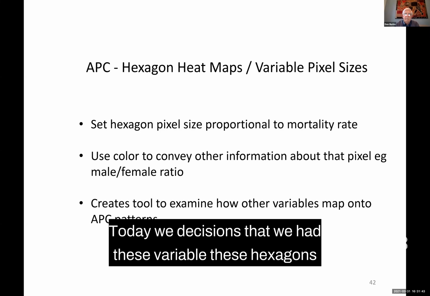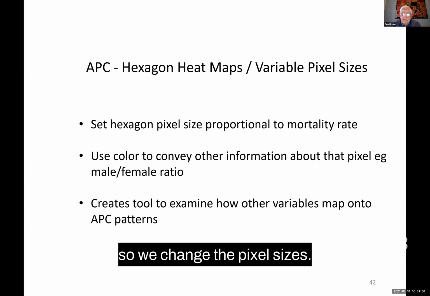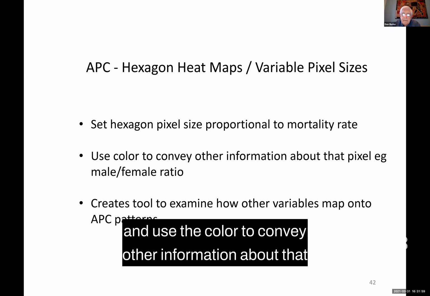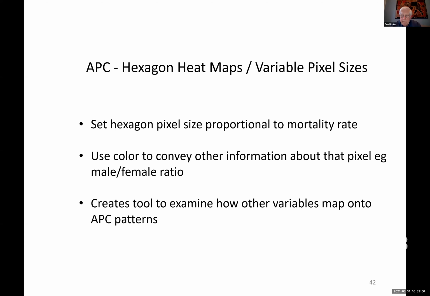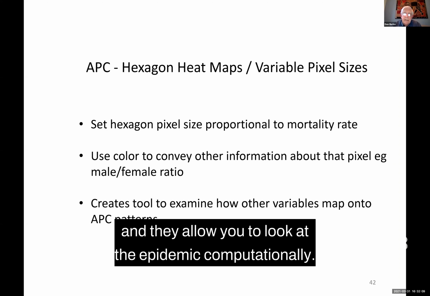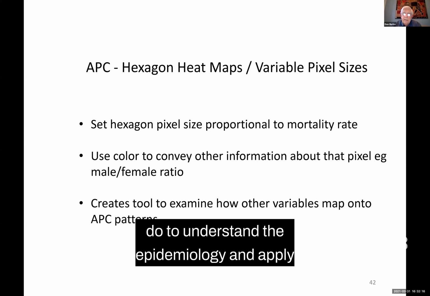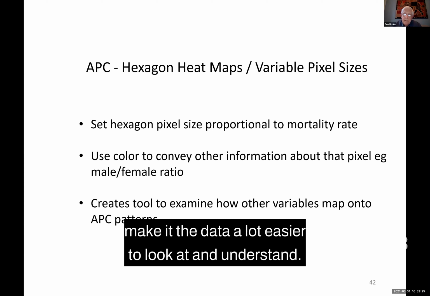So now we decided, since we had these hexagon heat maps, that maybe there are other ways to use it too. So we changed the pixel sizes. We set the hexagon pixel size proportional to the rate, and use the color to convey other information about that pixel, like the male to female ratio or the like. And we'll look at some of these. They allow you to look at the epidemic computationally. Again, I hope the point here is that we're taking computational methods to understand the epidemiology and apply new ways to look at data through computation that I think make the data a lot easier to look at and understand.